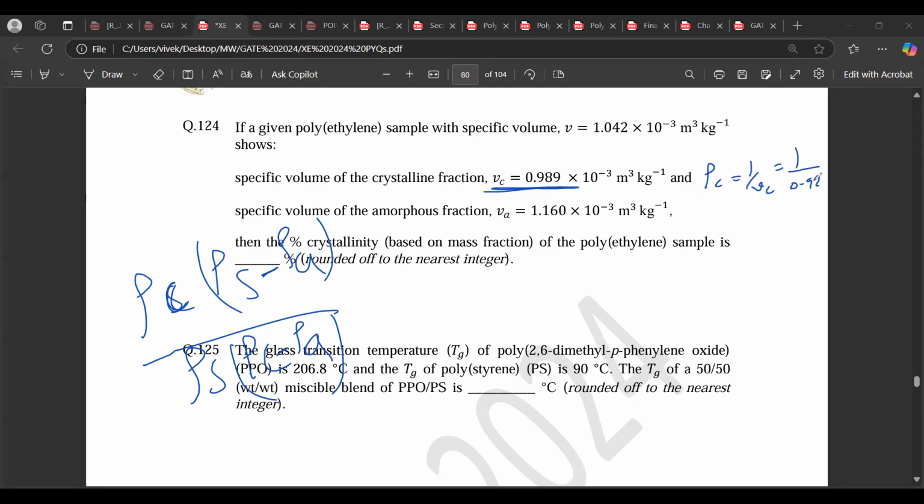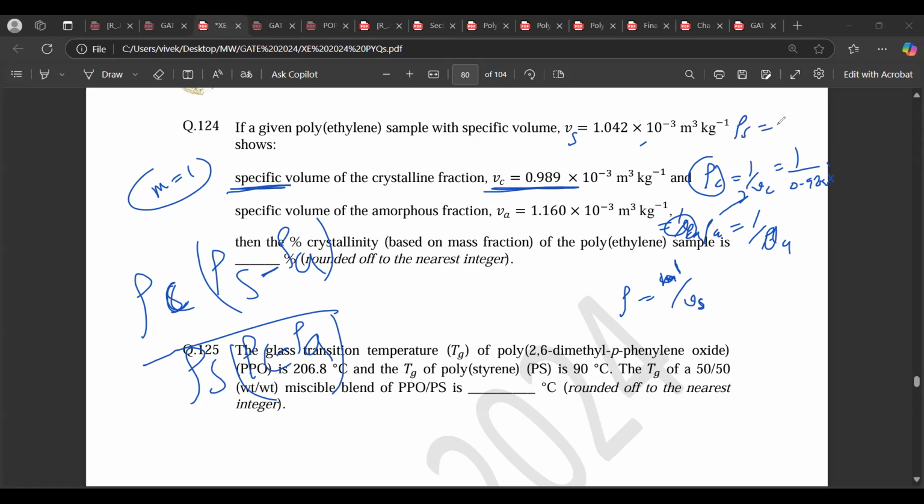That is 1 by 0.989. And don't tell me you don't know that rho c is 1 by Vc. Because it's specific. Specific means mass is 1. That's why density is mass by volume, so when you write specific, this m will become 1. Okay, so that's obvious. So you can find rho c from 1 by Vc. You can find rho a from 1 by Va. Similarly, this is the sample, so you can find rho s from 1 by Vs, right? You find every one and just put them in, and you'll get your answer.